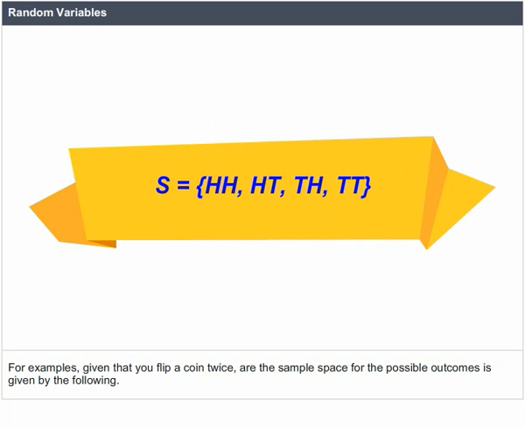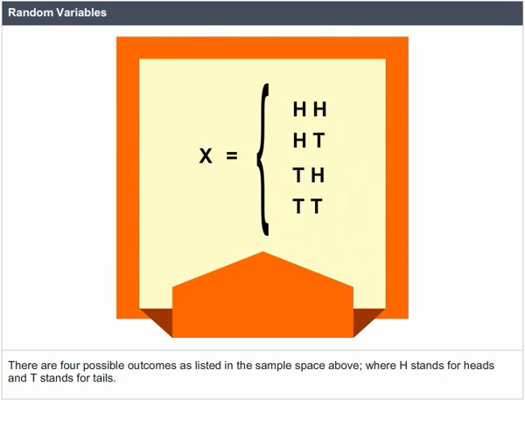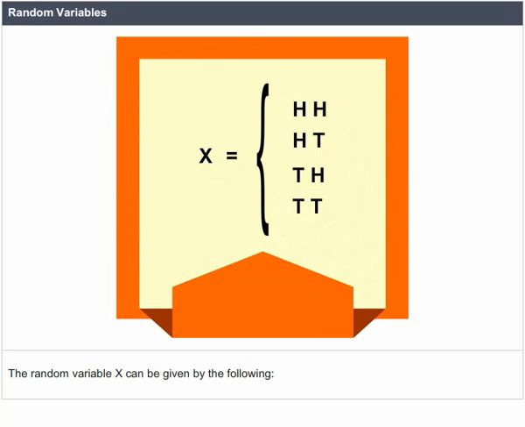For example, given that you flip a coin twice, the sample space for the possible outcomes is given by the following. Sample space S is equal to {HH, HT, TH, TT}. These are the four possible outcomes, where H stands for heads and T stands for tails. The random variable X can be given by the following.